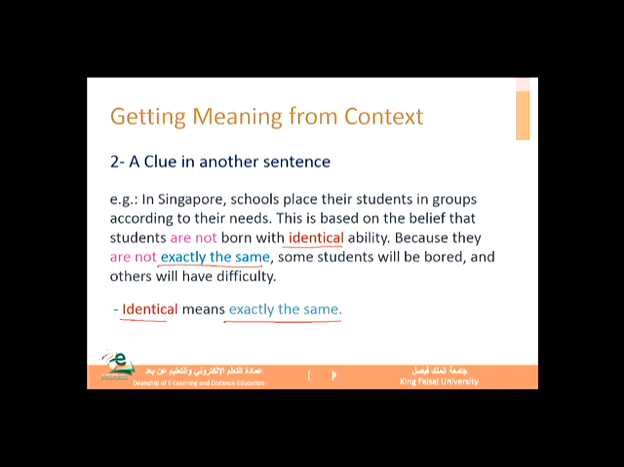This is logical because if you examine the other sentences or the other words, you will not find a clue or a word that is close to identical in this reading selection. So identical basically means exactly the same, because this sentence supports the previous sentence. That's how we learned that exactly the same means identical, or vice versa. So this is the second clue.